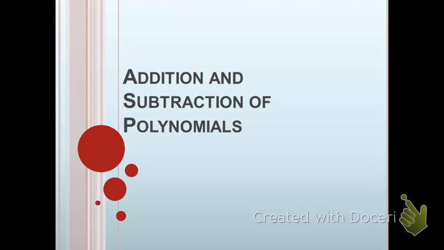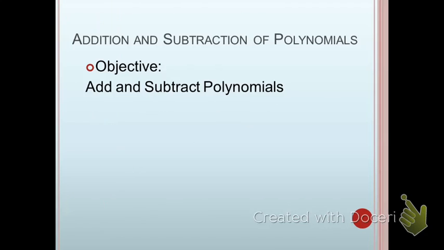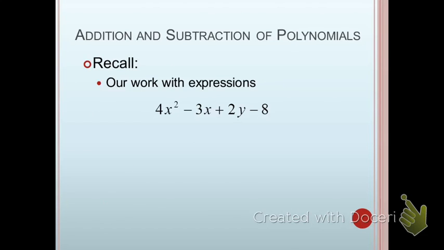In this lesson, we're going to be adding and subtracting polynomials. Here's our first example of a polynomial. Polynomials are made up of terms. The terms are separated by addition and subtraction signs. So we have four terms in this polynomial. 4x squared is a term, negative 3x is a term, 2y is a term, and negative 8 is a term.